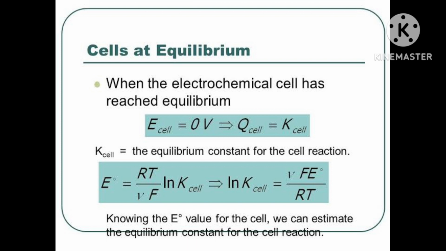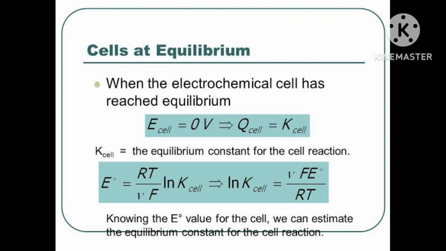If n is equal to 3, then n is equal to 3. This is the actual relation between electrode potential and chemical equilibrium: the relationship between the equilibrium constant of the reaction and the standard potential of the cell in which that reaction takes place.